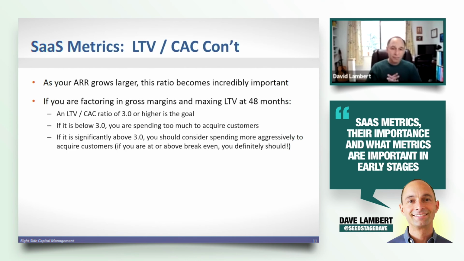Now, if you're at break even or above, with almost absolute certainty, you should be spending more aggressively to acquire customers. If you're below and you're still burning cash, it's more at your discretion. If you read online, almost all VCs will tell you, if you're above 3, spend more aggressively and drive that ratio down to 3. But remember, that also involves raising a lot more capital. You're going to be burning through money.